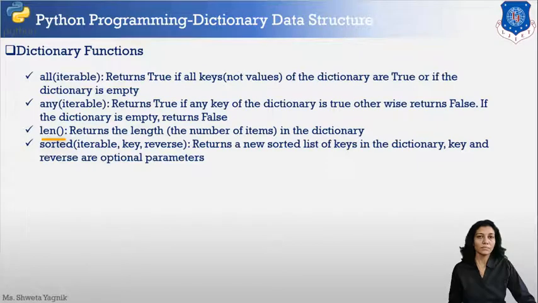Next is the length method, which will return the length of the dictionary. Then we are going to see sorted, which will return a new sorted list of keys in a dictionary, and key and reverse are optional parameters. Now we will see practically how to use these functions.